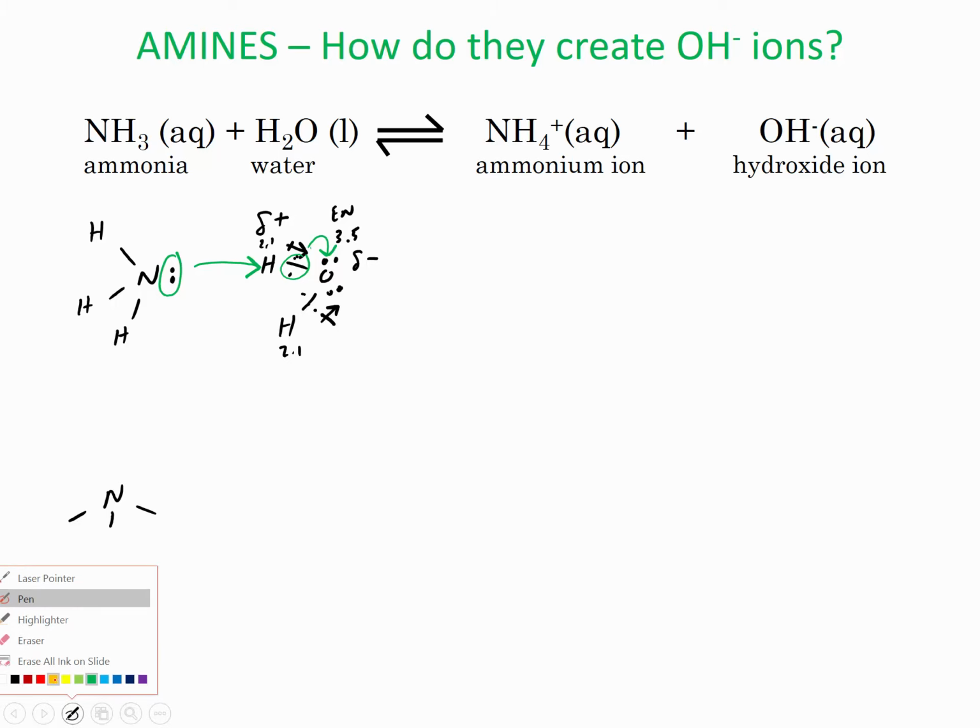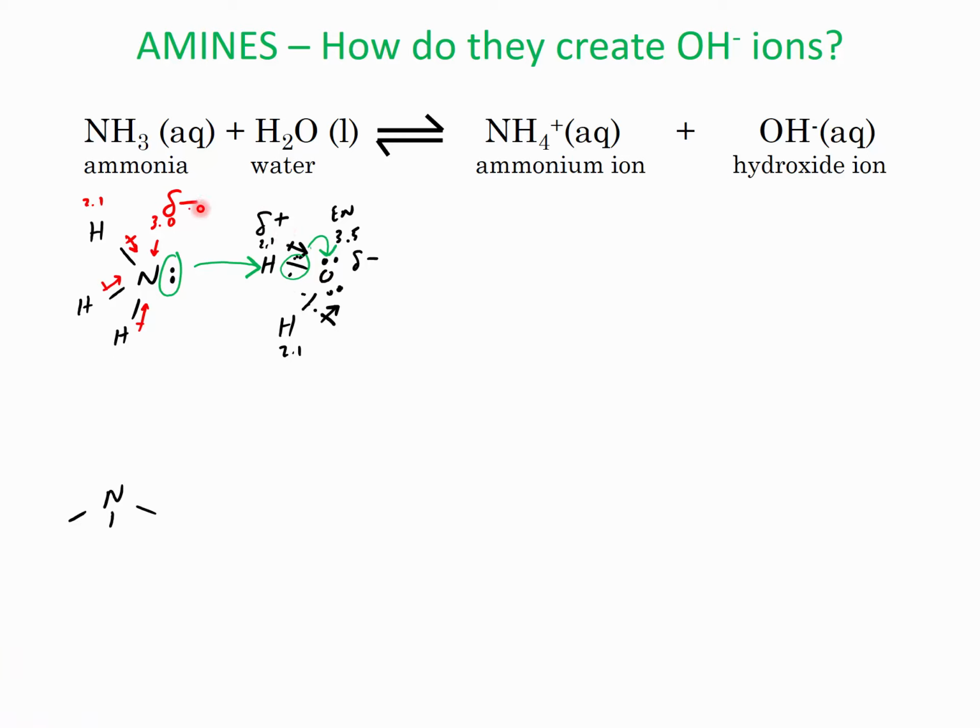And I forgot to do a little EN analysis on the ammonia. Nitrogen is 3.0, this is 2.1, so you're going to have dipoles going like that. So the nitrogen is partially negative, and the hydrogen on the water molecule is partially positive, and this oxygen is partially negative. So there's an affinity here, an attractive force, so much so that it actually makes a covalent bond. And as we see, it's a weak base, so it doesn't do it full blown, but it does do it a little bit.